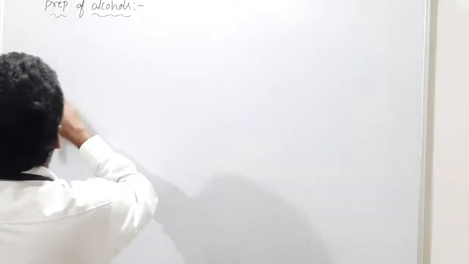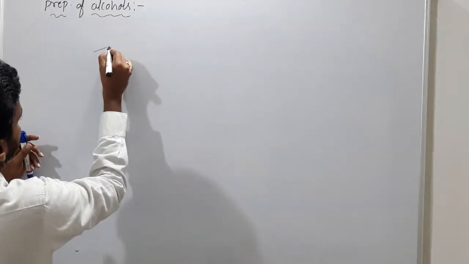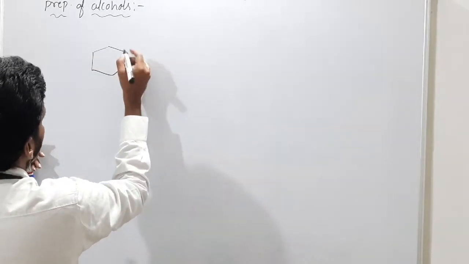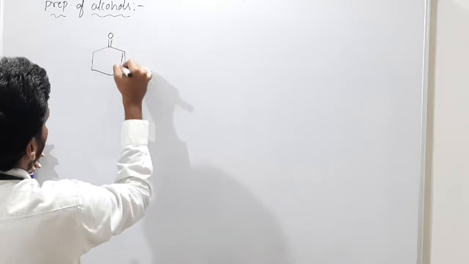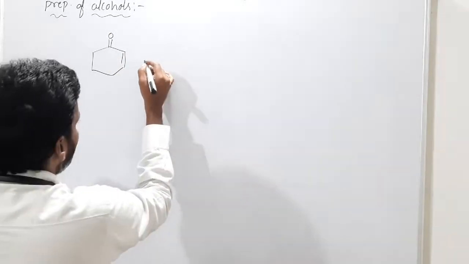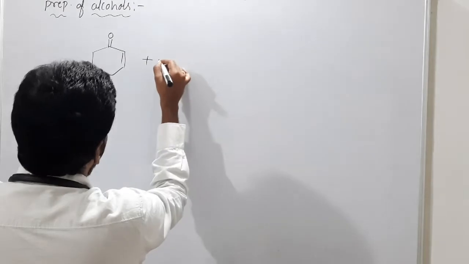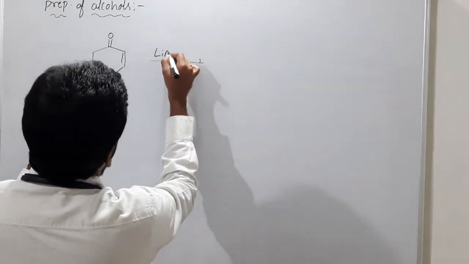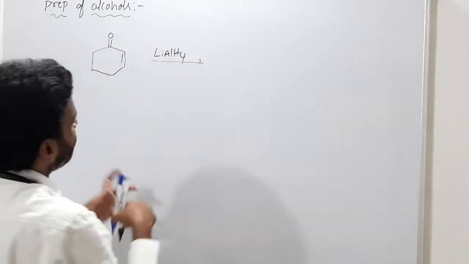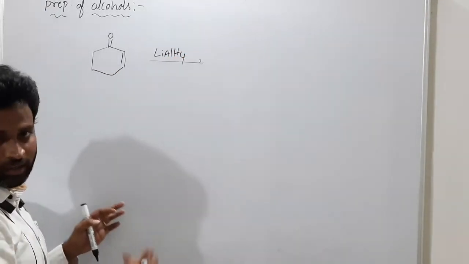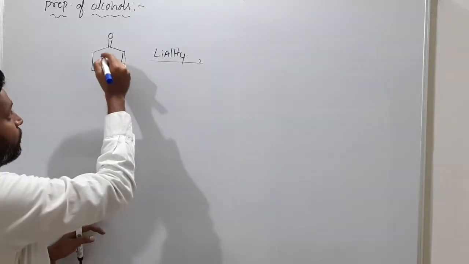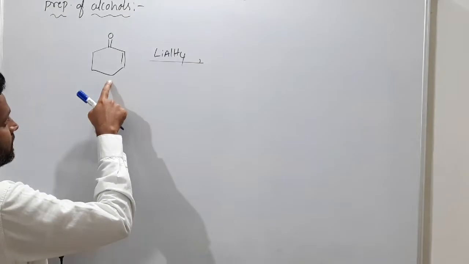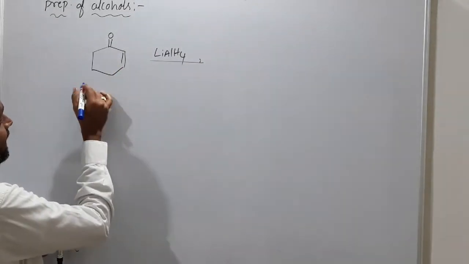Okay, now see this. Suppose I have C6H5 here. I have a double bonded O and a double bond C. If I'm using reducing agents like LiAlH4, what is the product? Here there is no phenyl ring. Are you thinking this is a phenyl ring? No. Phenyl ring means 3 double bonds, benzene ring, but this is cyclohexenone.